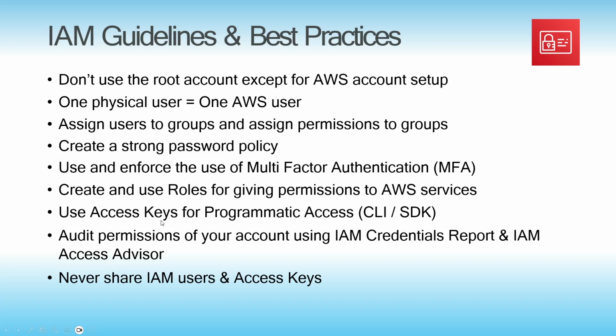Use access keys for programmatic access, like the CLI and SDK. As I was telling you, if you are accessing AWS services from outside the AWS account, you should always use an access key and secret key. Audit permissions of your account using the IAM credential report and IAM access advisor. These two services continuously check who is accessing what. Never share your IAM user and IAM access key. That is the last one. You should not share your IAM user and IAM access key with anyone.